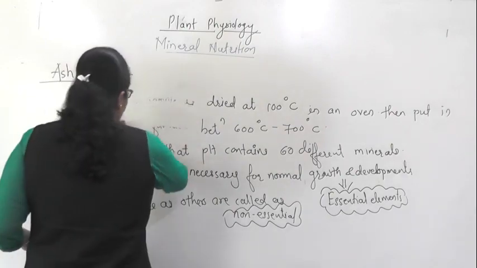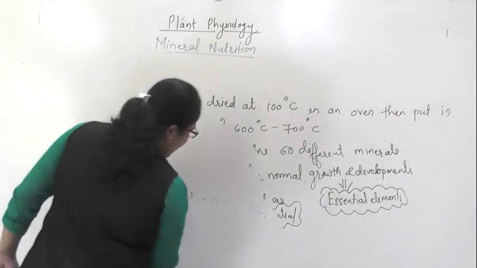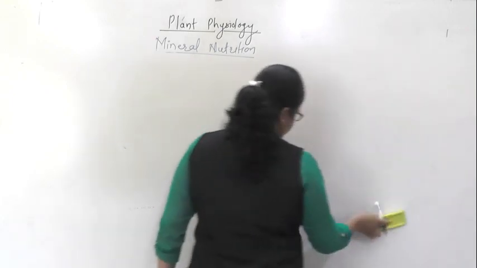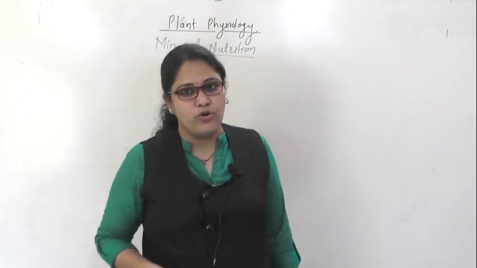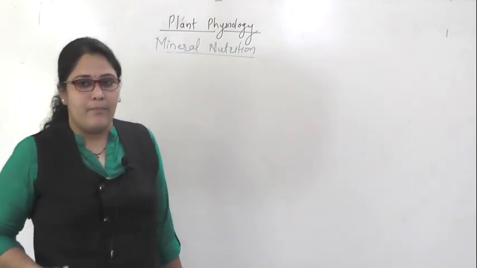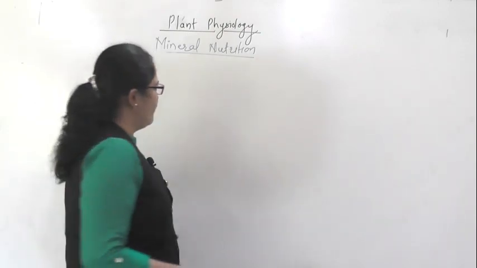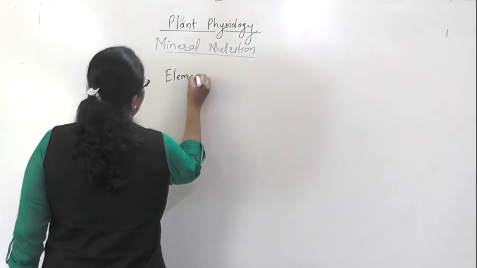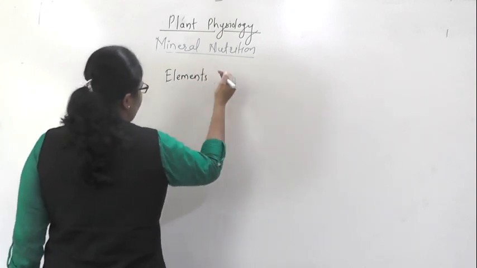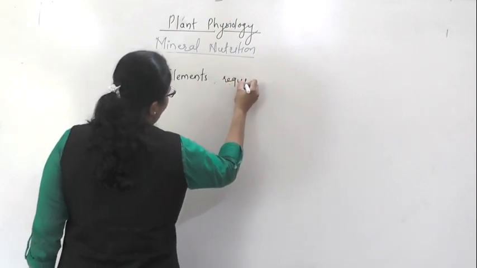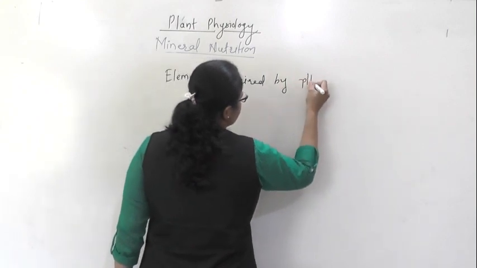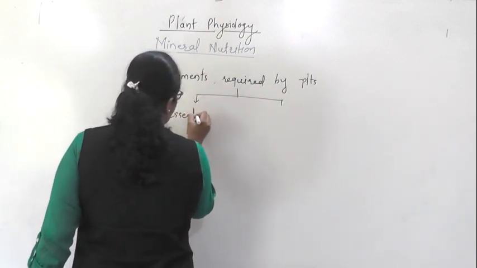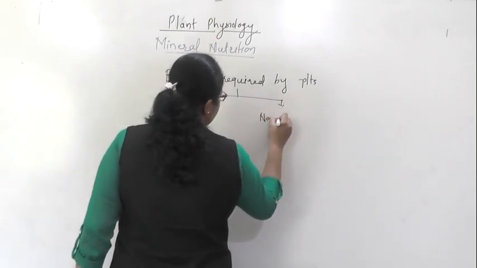Now based on this, we can classify these nutrients as essential and non-essential nutrients. These essential nutrients, based on the amount, whether in large quantities or small quantities, could be classified as macronutrients or macroelements, and micronutrients or microelements. So these elements required by plants, also called nutrients, could be classified as essential and non-essential.